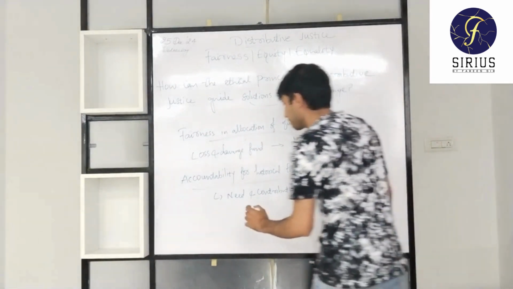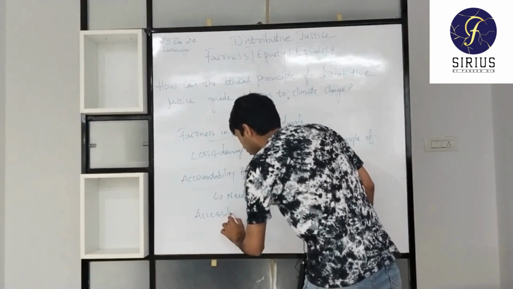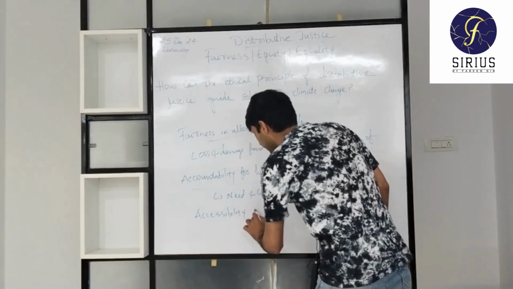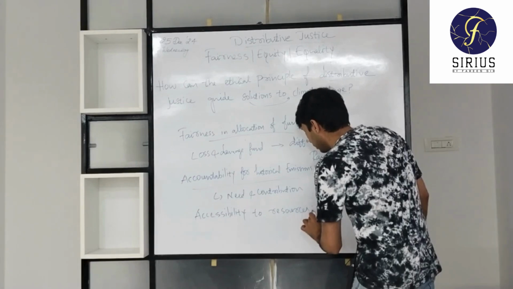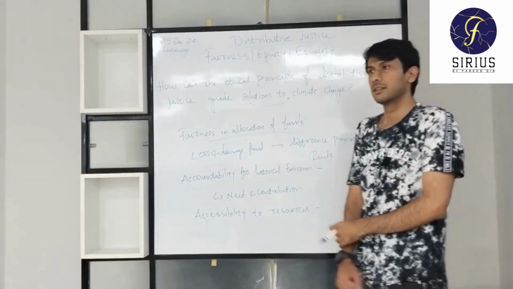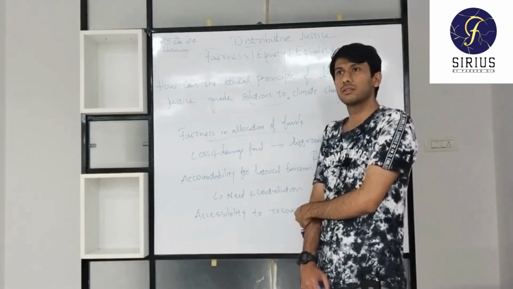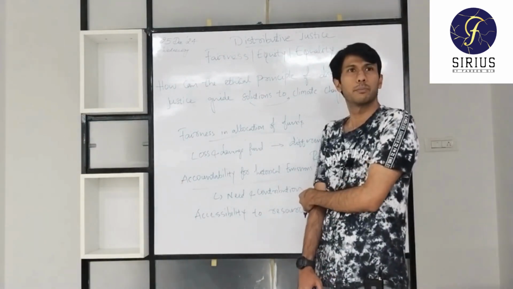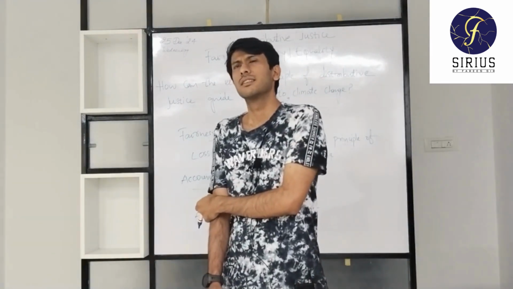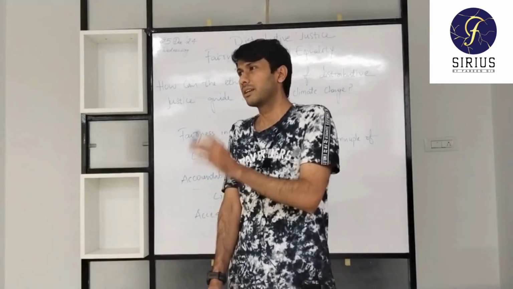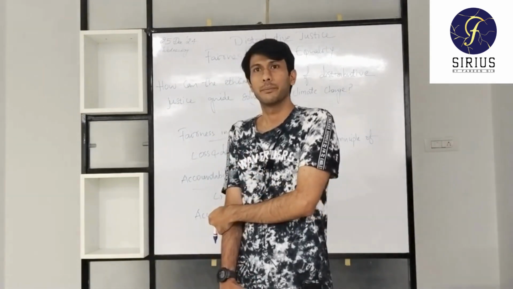And next could be accessibility to resources. What resources here? Clean energy resources or climate neutral technologies, or any sort of green technology. What principle can I put? You can put the capability approach, but since it's a modern thinker, you can go for utilitarianism.